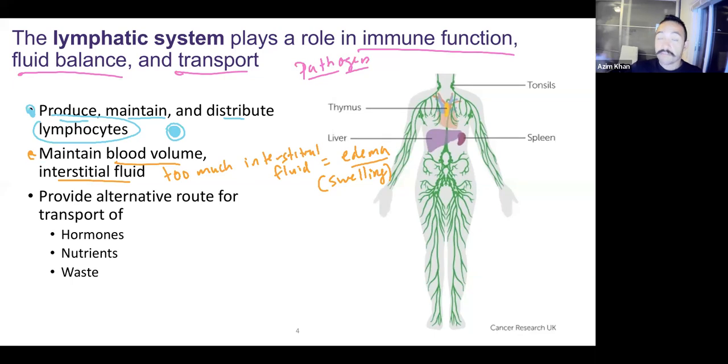Not only can your blood circulate nutrients and hormones and wastes, so can the lymphatic system. The lymphatic system is great at distributing these things as well. Certain nutrients are better suited for transport in the lymphatic system, namely lipids. Lipids are primarily transported through the lymphatic system. Fats. We don't transport things like carbohydrates, like glucose, or proteins, amino acids. Those get transported in the blood, but lipids get transported in the lymphatic system.